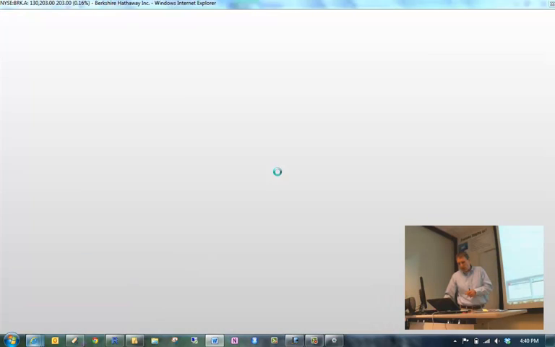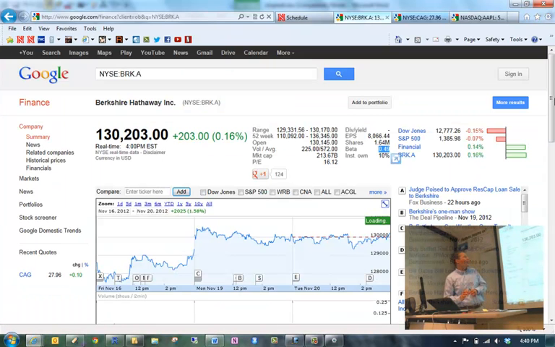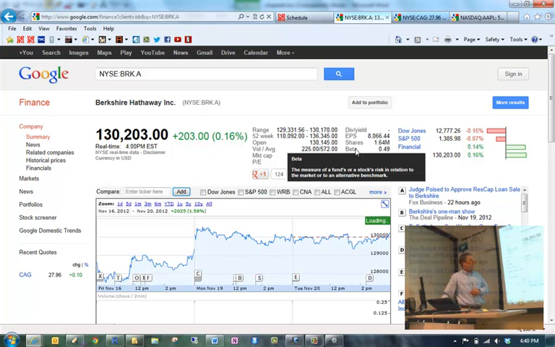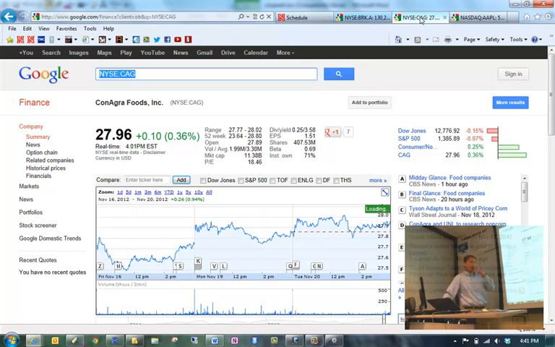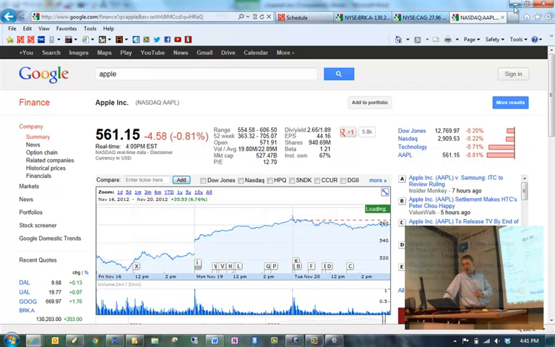So, for example, before class, I was taking a look at Berkshire Hathaway Class A, $130,000 per share, and this is just from Google Finance. And you can see over here, I already have it highlighted, the beta coefficient is 0.49. To show that this stuff's out there. And it gives you a little bit of information about what a beta coefficient is. We can look at ConAgra. So we'll stay in Nebraska here. It has a beta coefficient of 0.69. And we'll look at Apple as well. It has a beta coefficient of 1.21.